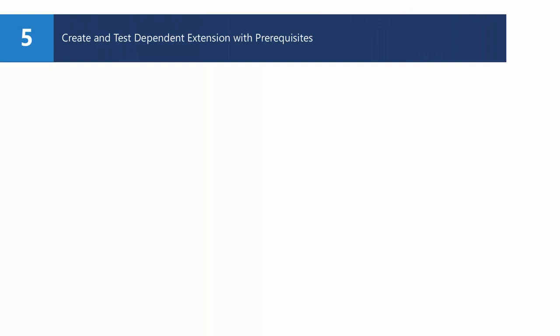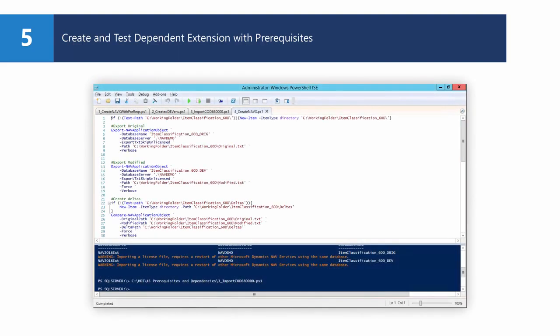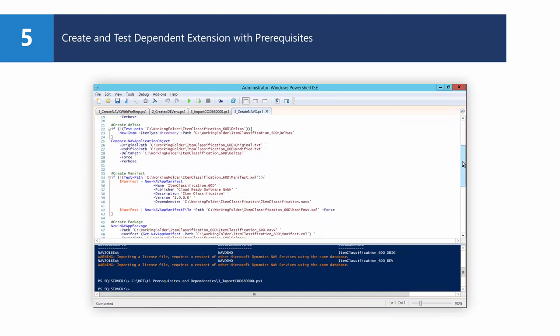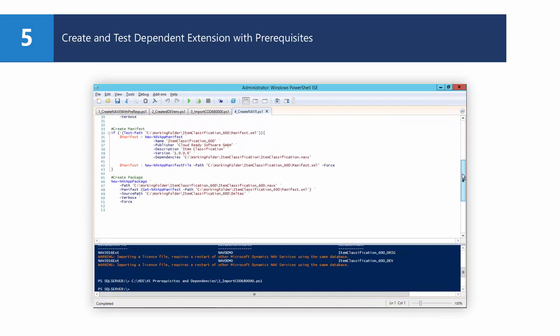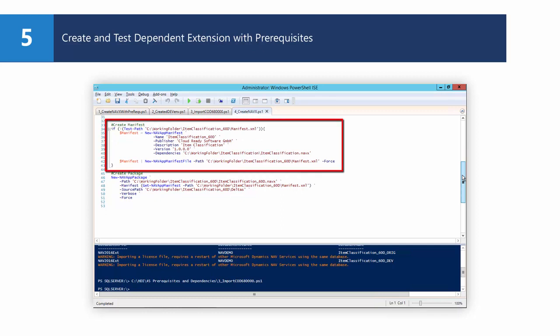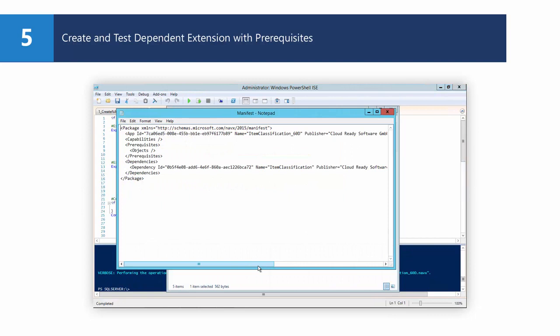So, now that development of the new extension is ready, let's create a NAVX file and test it in the test environment. I will use the same script and method that was already explained in the video How Do I build a basic Microsoft Dynamics NAV extension. So, let's just execute this script. Notice that in the script, when creating the manifest, we reference the NAVX file on which this extension is dependent. When you open the manifest, you'll see that the dependency is described.